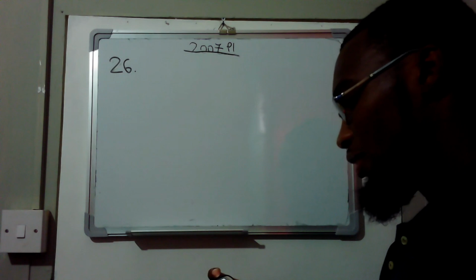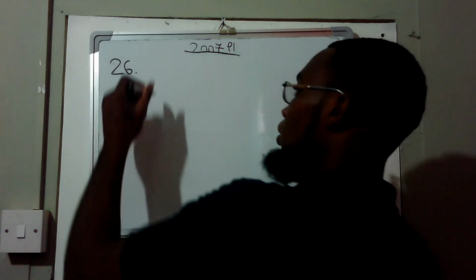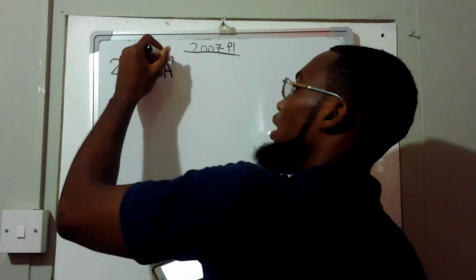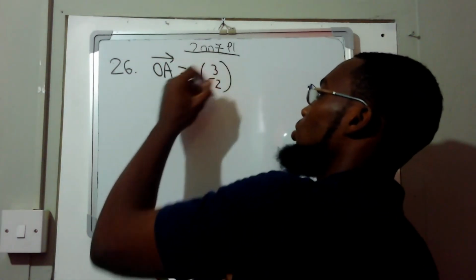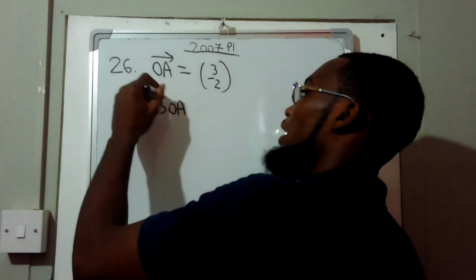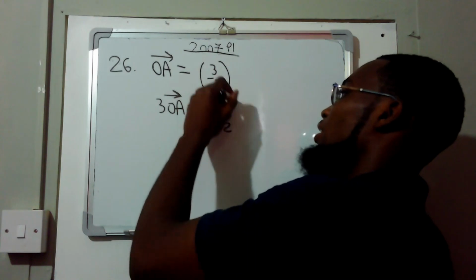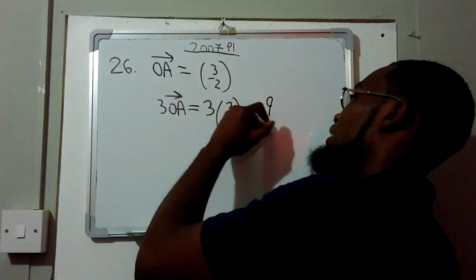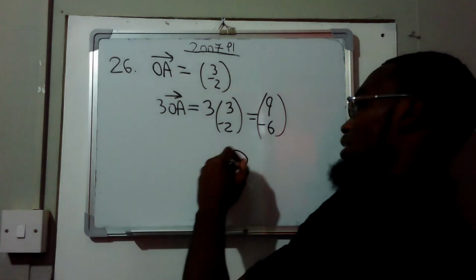Alright, this is now question 26. It says this is vector OA. They give you A as the point (3, -2), and then they want 3 OA. So let's multiply this by 3. That is going to be (9, -6). That's option B.